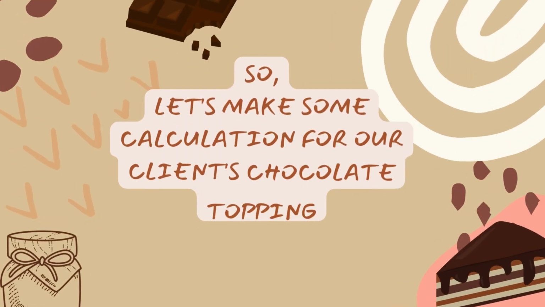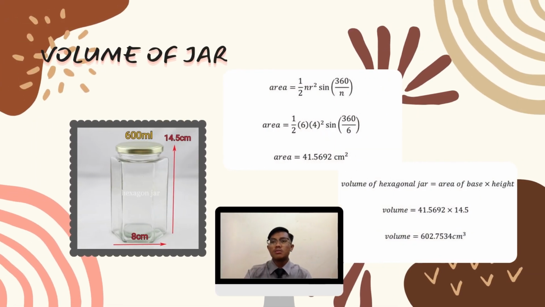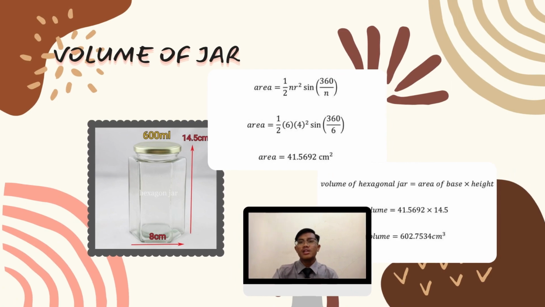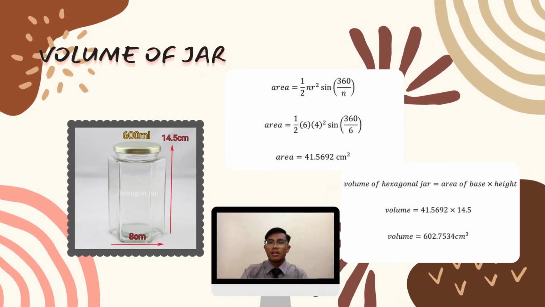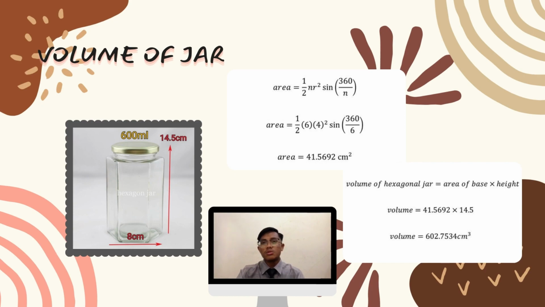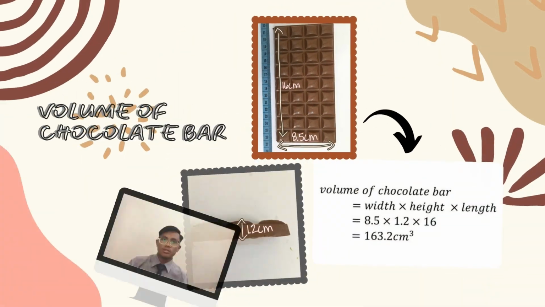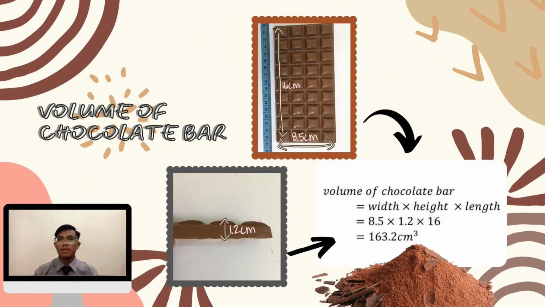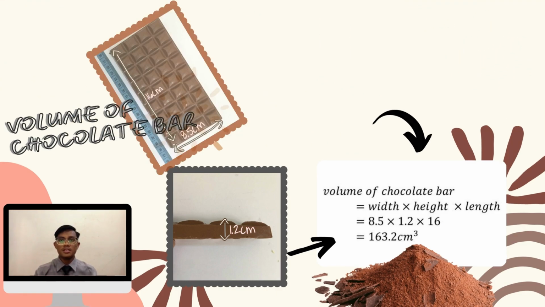So, let's make some calculation for our client's chocolate topping. The first thing is we need to find the volume of a jar, but we need to find the area of the base of the jar first. The area of the base of a jar is 41.5692 cm square, and it will be times with the height of the jar to get the volume. So the volume is 602.7534 cm cubic. Next, we will find the volume of the chocolate bar. The chocolate bar volume is 163.2 cm cubic.